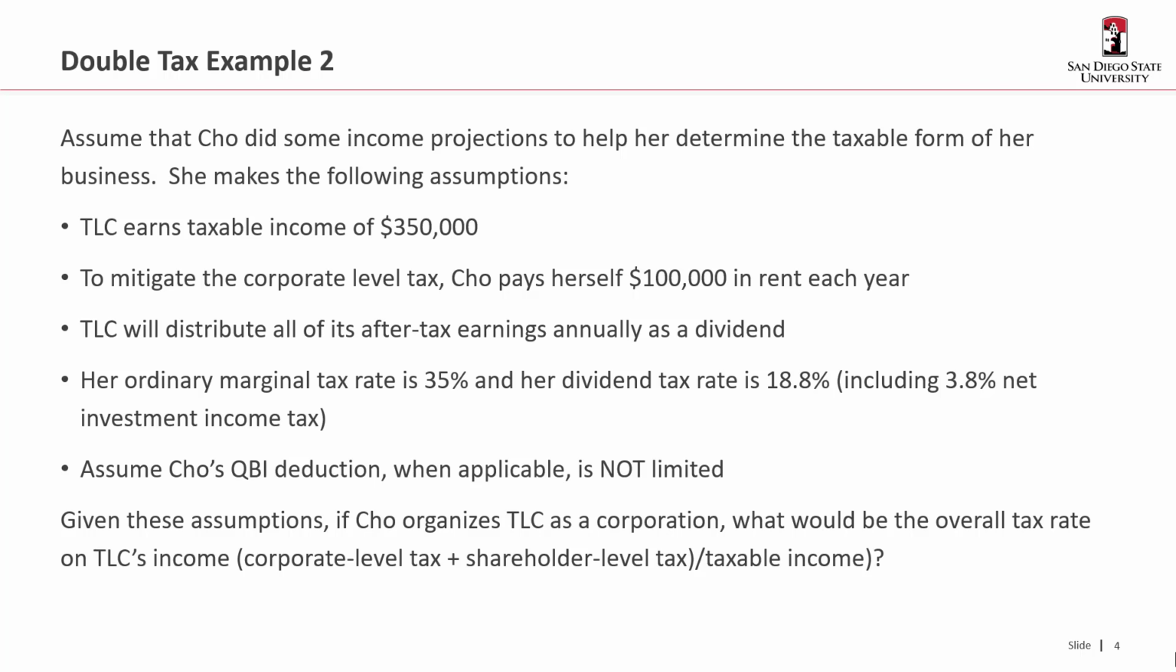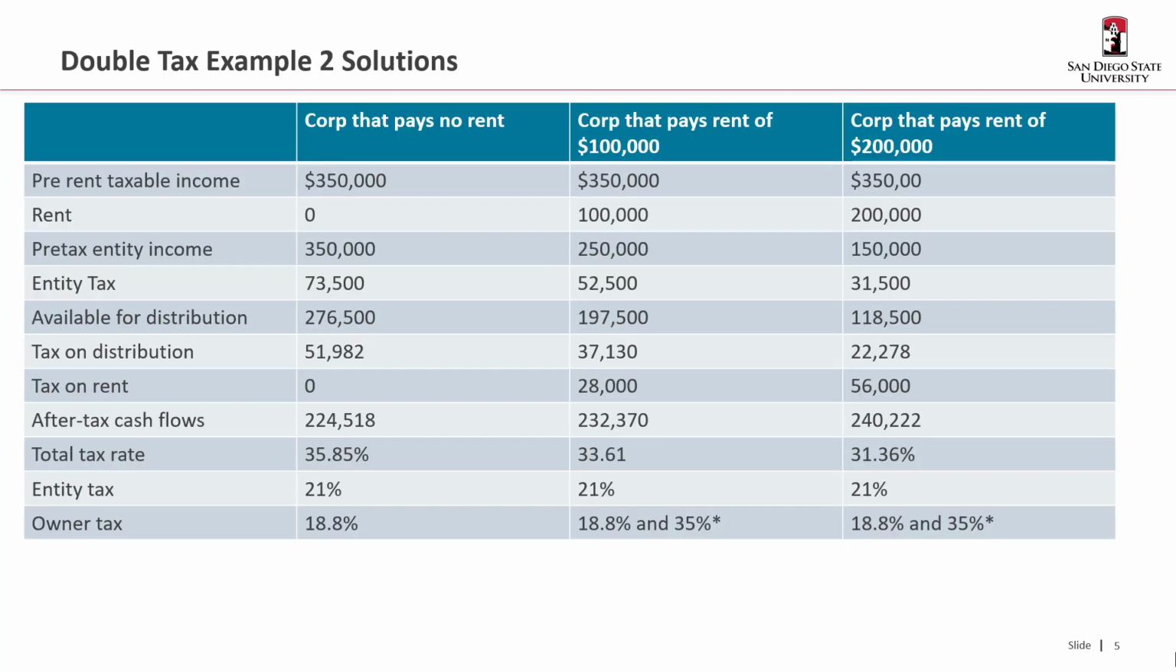TLC is going to distribute its after-tax earnings to the extent the corporation has a dividend, and the tax rates are the same. Okay. So let's look at the first column, a corporation that pays no rent. That looks just like the one we did a couple slides ago. You can see the after-tax cash flows, $224,518, with a total tax rate of just about 36%.